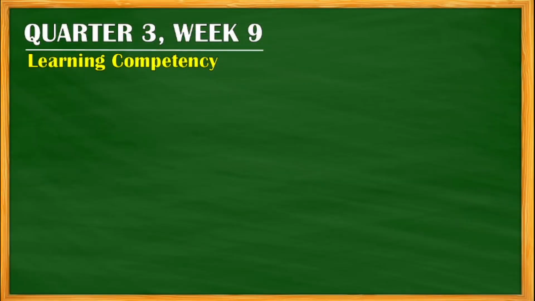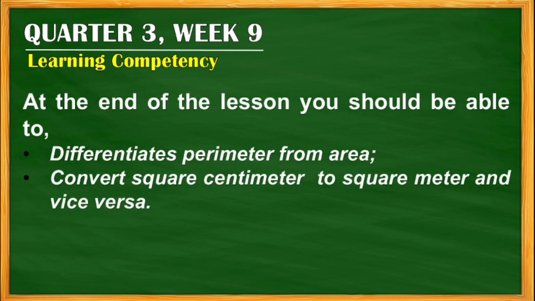So we are now in Quarter 3, week number 9 of our most essential learning competency for this day, grade 4 pupils. At the end of the lesson, you should be able to differentiate perimeter from area and convert square centimeter to square meter and vice versa. So let's have some activity first.